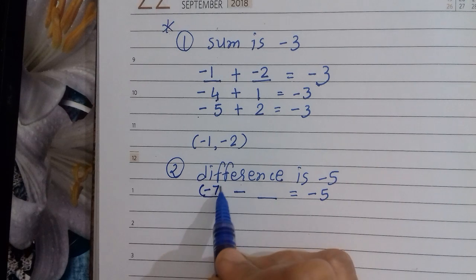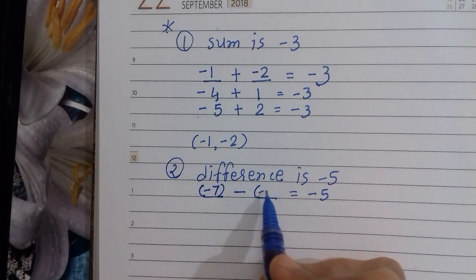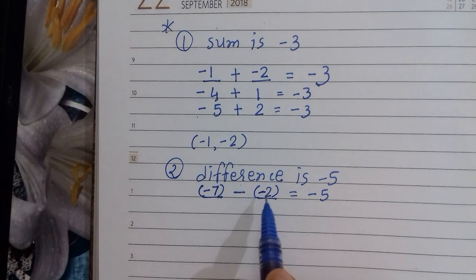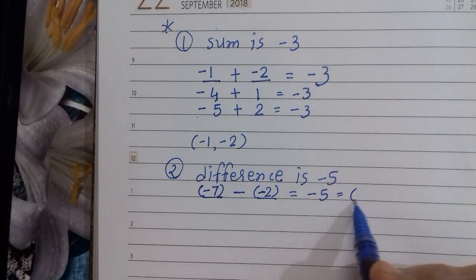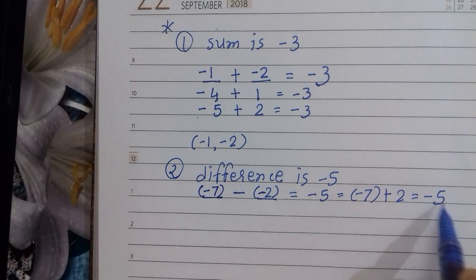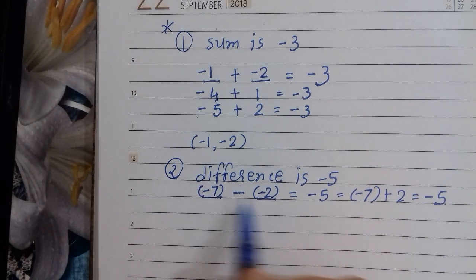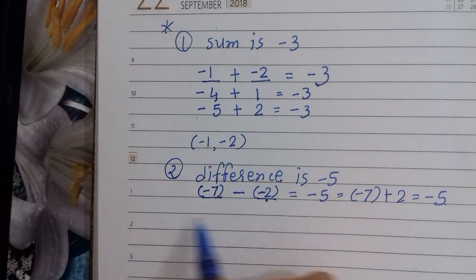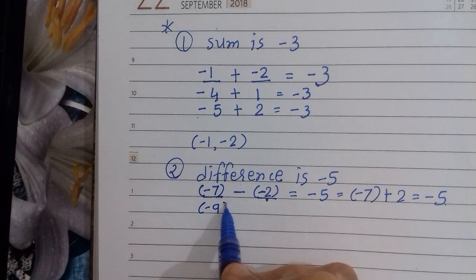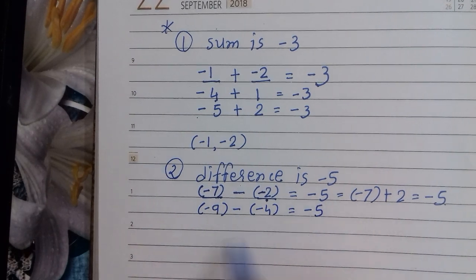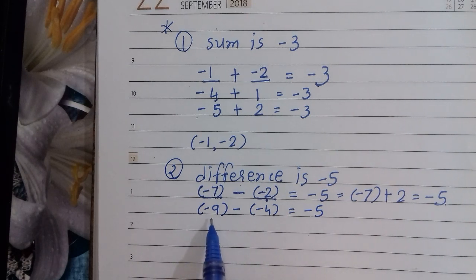Minus 7 minus minus 2. So minus 7 plus 2 you get minus 5. So minus 7 and minus 2 is one pair. Minus 9 minus minus 4 is equal to minus 5. Once again two negative integers.